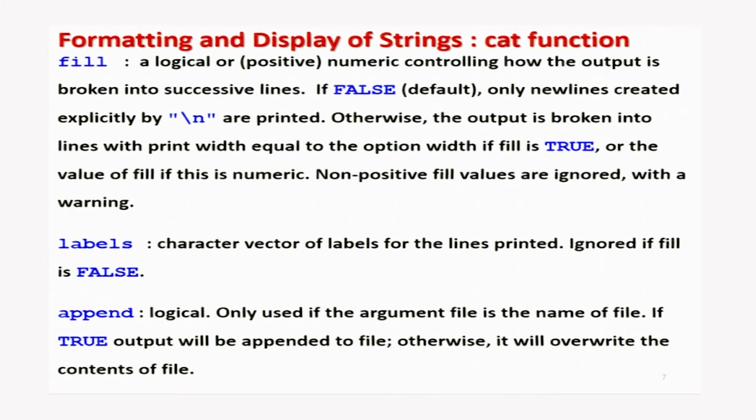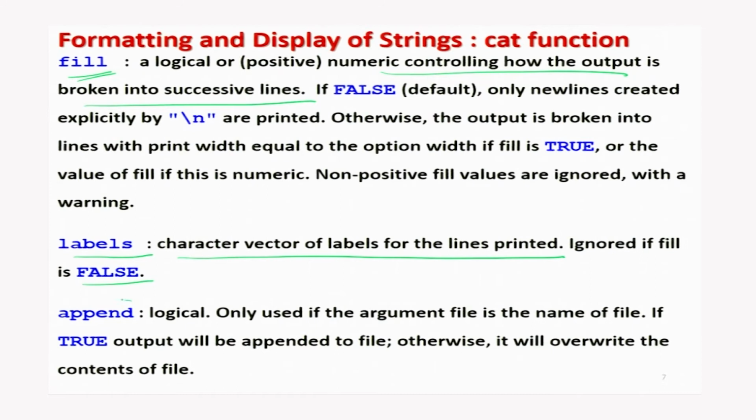And then there are many more things about this cat, and I would request you to read it from the help menu. Some important things I have written here. For example, this option here is fill. This is a logical variable. It gives the value in terms of true and false, and it controls how the output is to be broken into successive lines. Similarly, we have labels, and this is a character vector of labels for the lines which are printed, and it is ignored if fill is false.